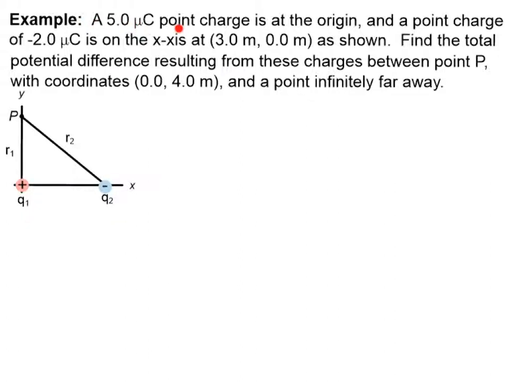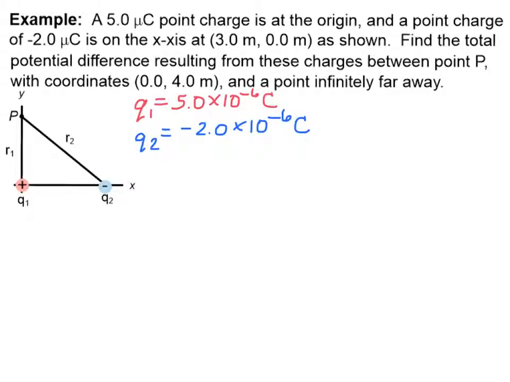A 5.0 microcoulomb point charge is at the origin, right here on the diagram, and a point charge of negative 2.0 microcoulomb is on the x-axis at 3 meters and 0.0 meters. It's shown right here. Find the total potential difference resulting from these charges between point P, which is up here, with coordinates 0.0 and 4.0, as shown on the diagram, and a point infinitely far away.